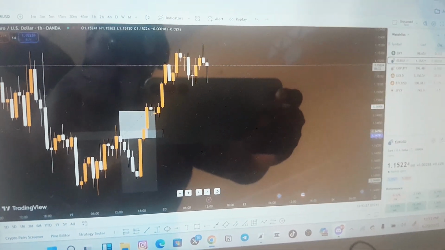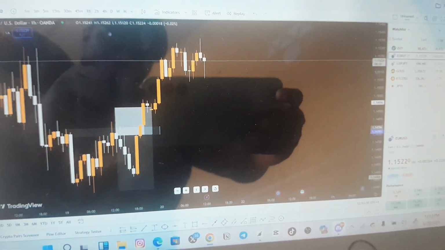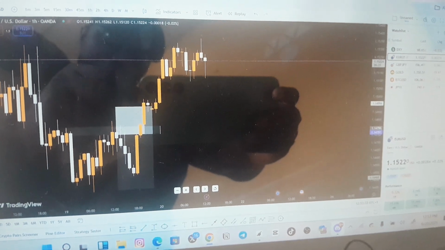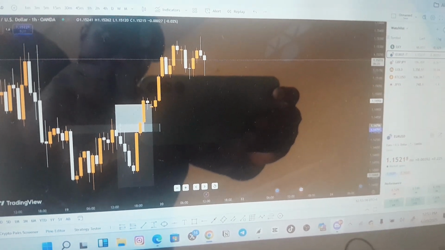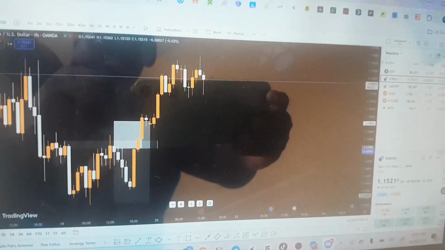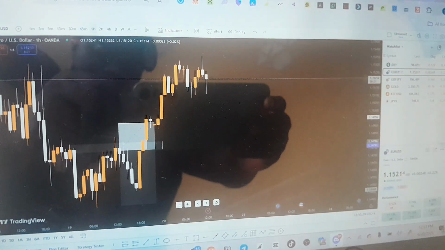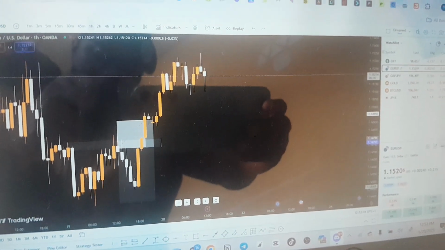So now I think we have taken 4 trades so far, or 5 trades, with just 1 win and 1 break even. I think this is a profitable week, though.